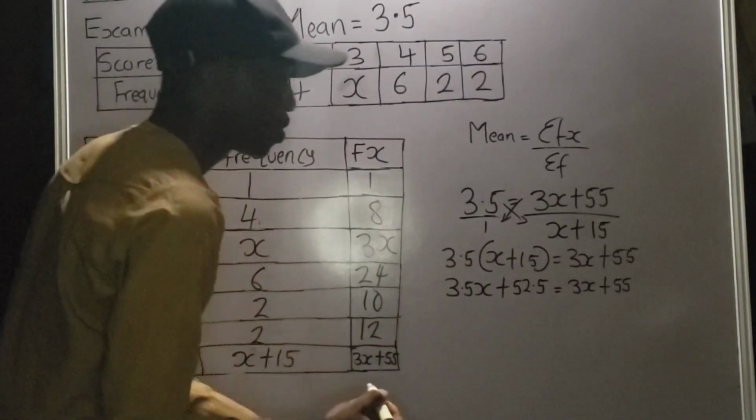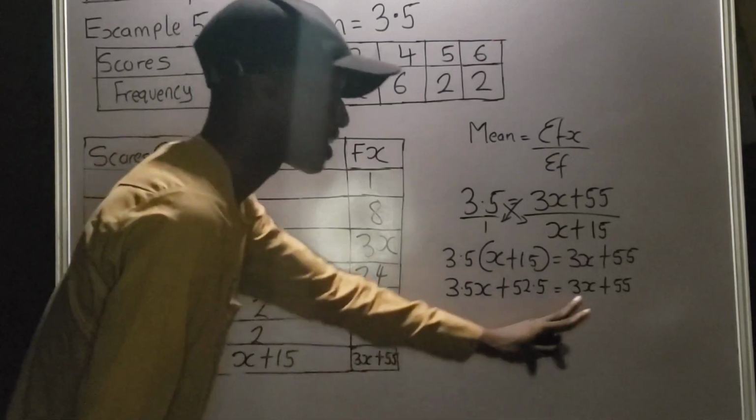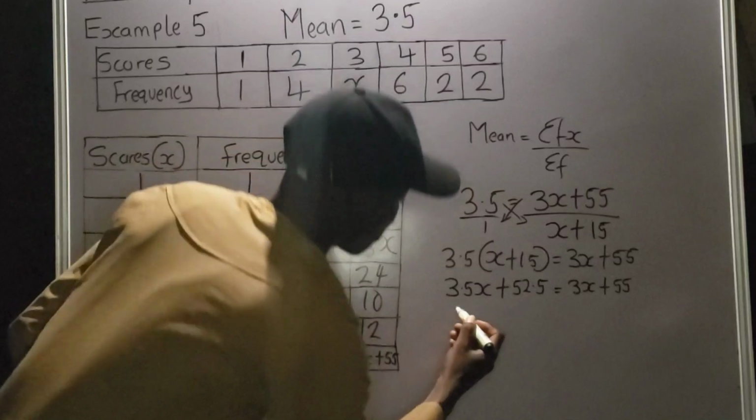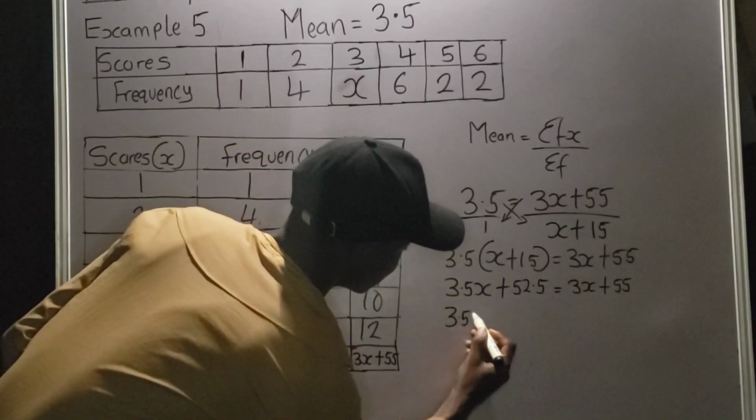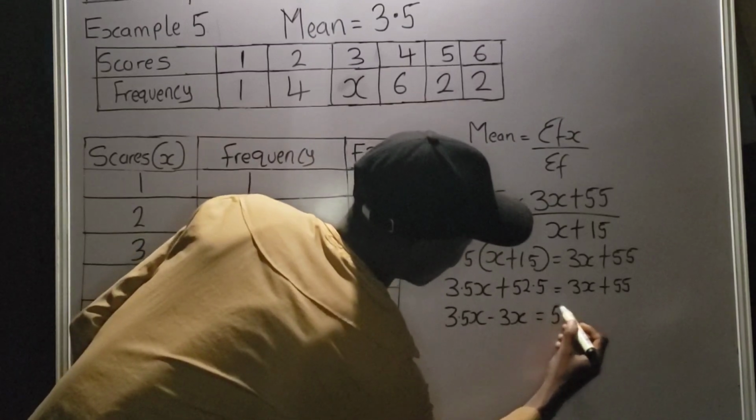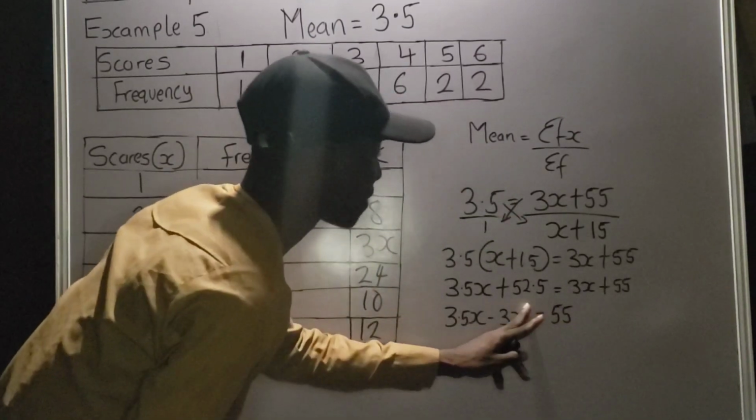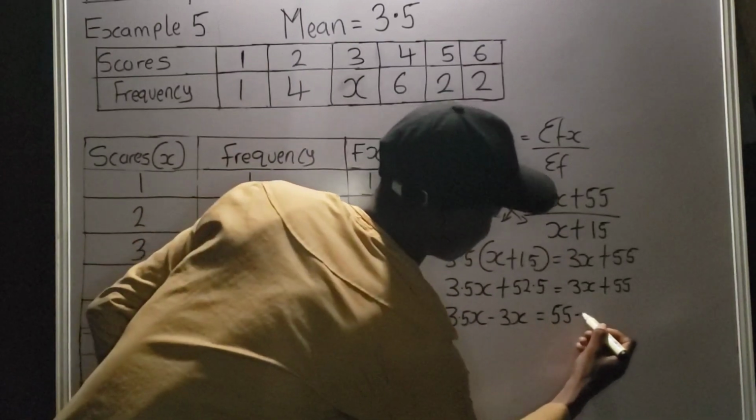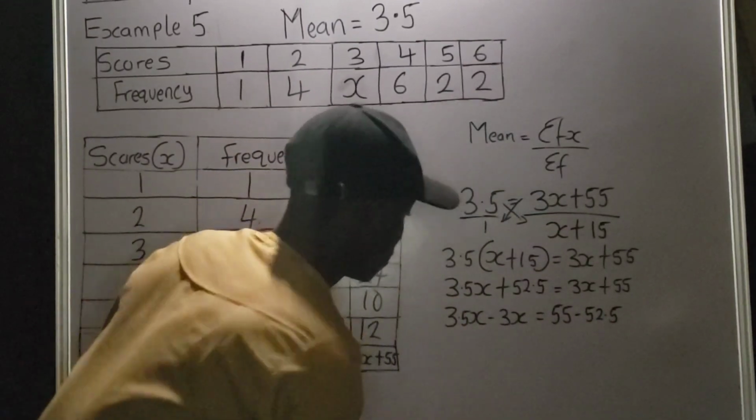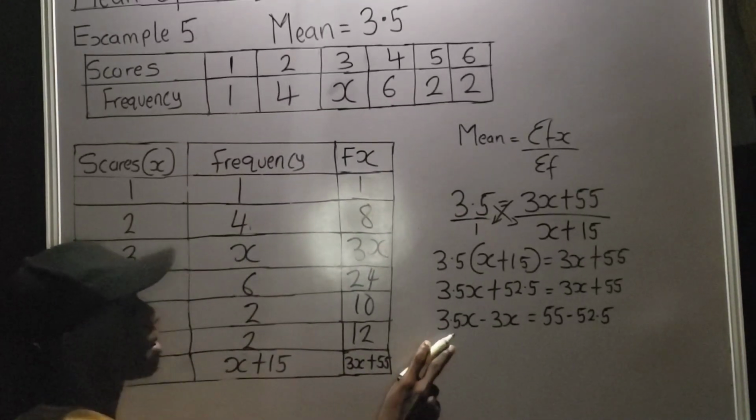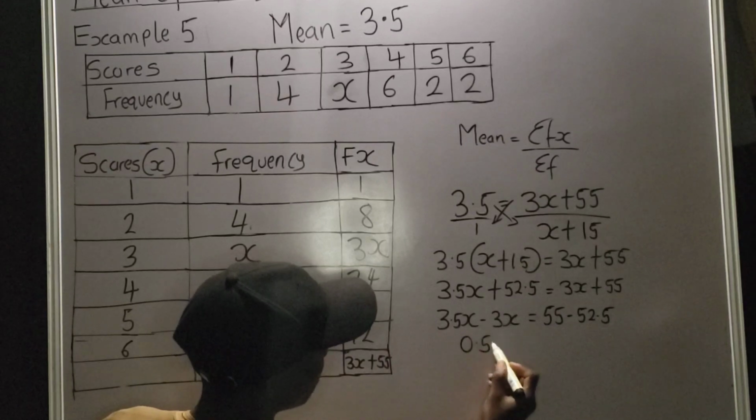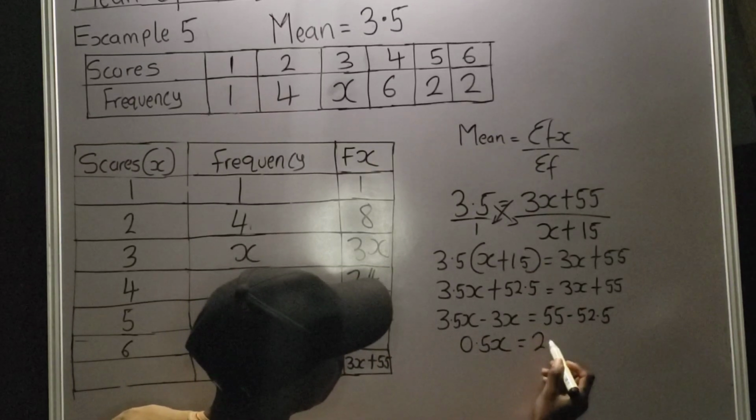Are you getting it? So, you know that I have 3.5x here and I have 3x here. If 3x crosses to the other side, I'm going to have 3.5x minus 3x is equal to 55. If 52.5 crosses to the other side, I'm going to have minus 52.5. You understand? So for this, I'm going to have 3.5x minus 3x, that is what? 0.5x is equal to 2.5.